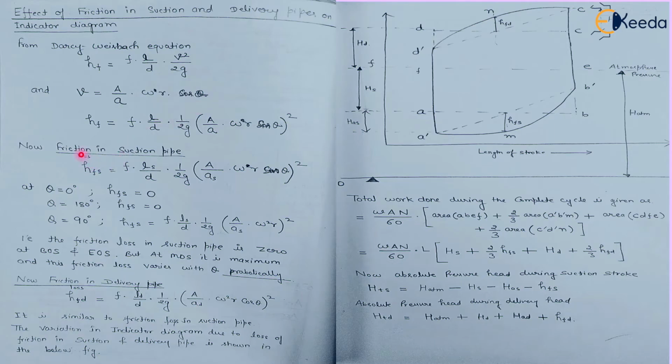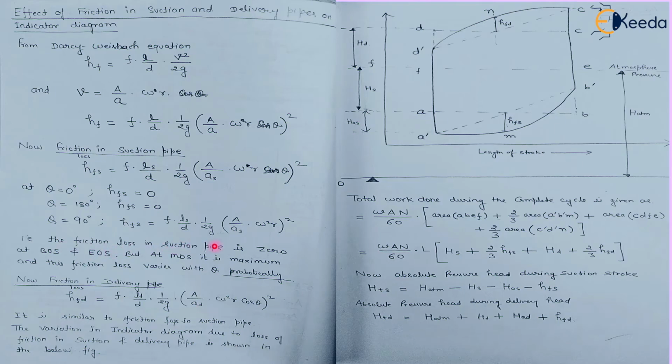And in the same way, for the suction pipe we can calculate, and for the delivery pipe we can calculate this one. This equation is for suction and this equation is for delivery. Now if theta is equal to 0, then friction loss will be 0, because it is sine theta, sine 0 will be 0, then the term complete will be 0. If it is 90, then this will be maximum, and if it is 180, then it is 0.